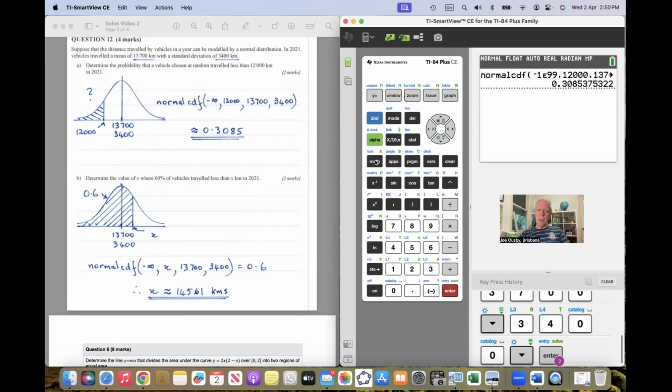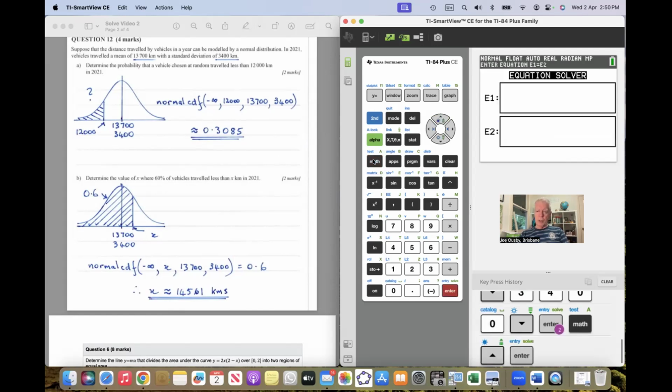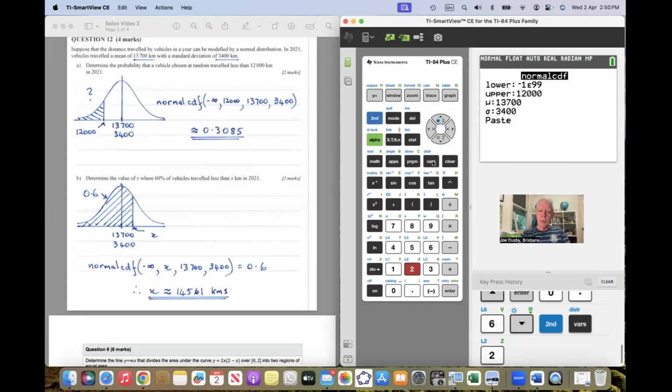She said, no need to do it that way. So I said, well, okay, what do I do? And she said, go to math, which of course she was saying, go to the numerical solver. So I went to the solver and she said, I can put it in. So you need the area to be 0.6. And what you then need is normal CDF, which is down here, and normal CDF was option 2.